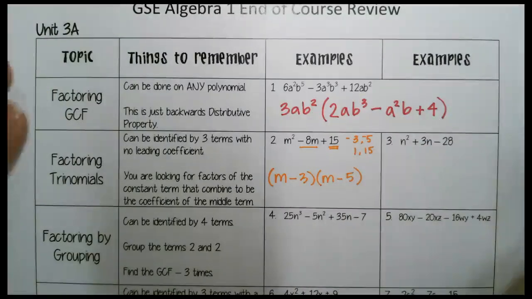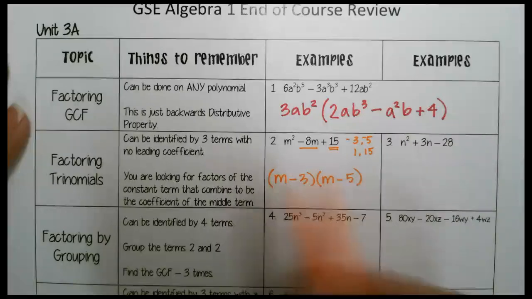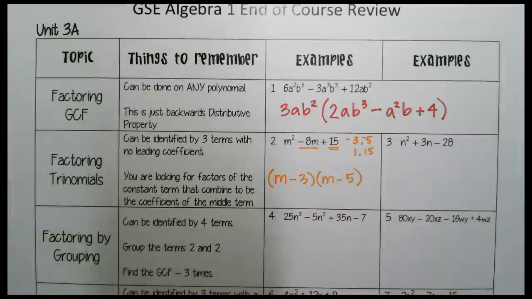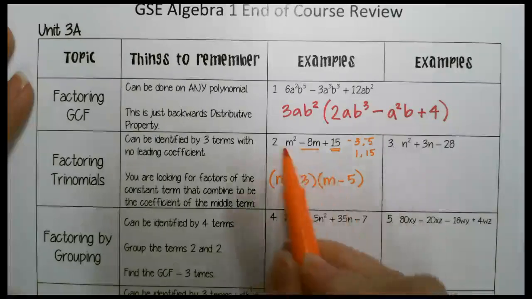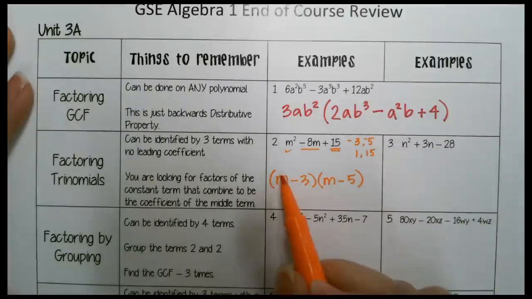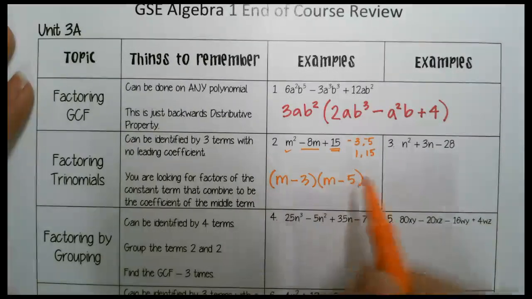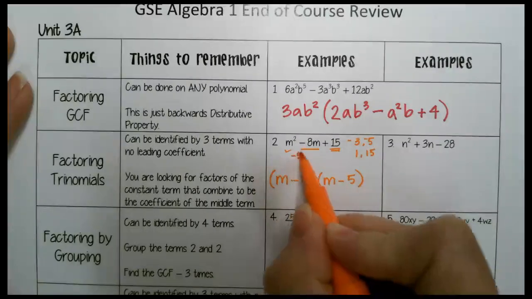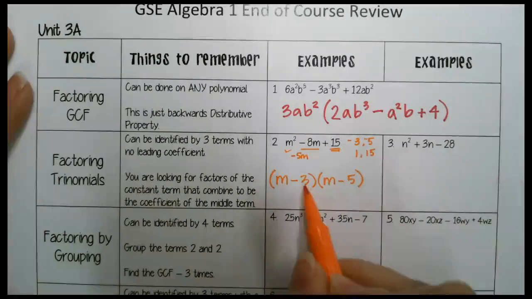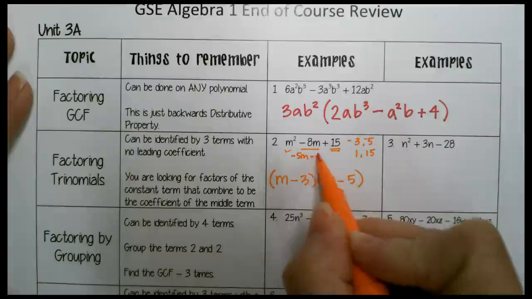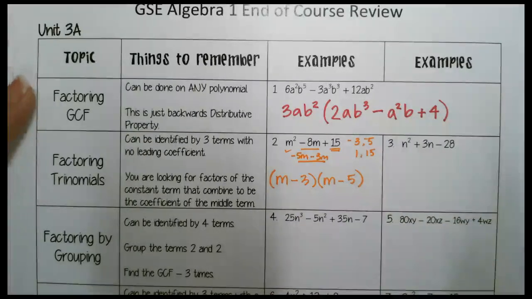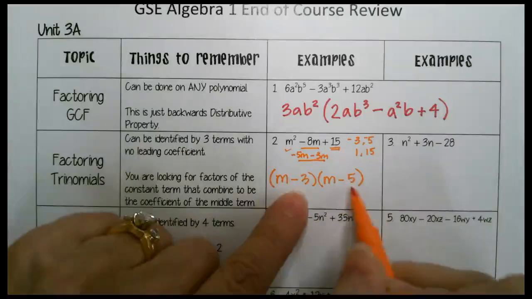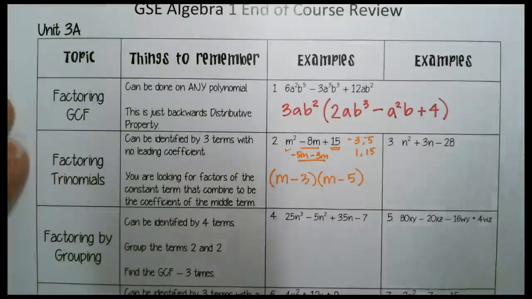The way you can check any factoring problem is just to multiply back together. So just distribute back. If I multiplied m times m, I'd get m squared. m times -5 would give us -5m. -3 times m would be -3m, and that's where the -8m comes from. And then -3 times -5 would give us the 15. So that's just a way you can check.